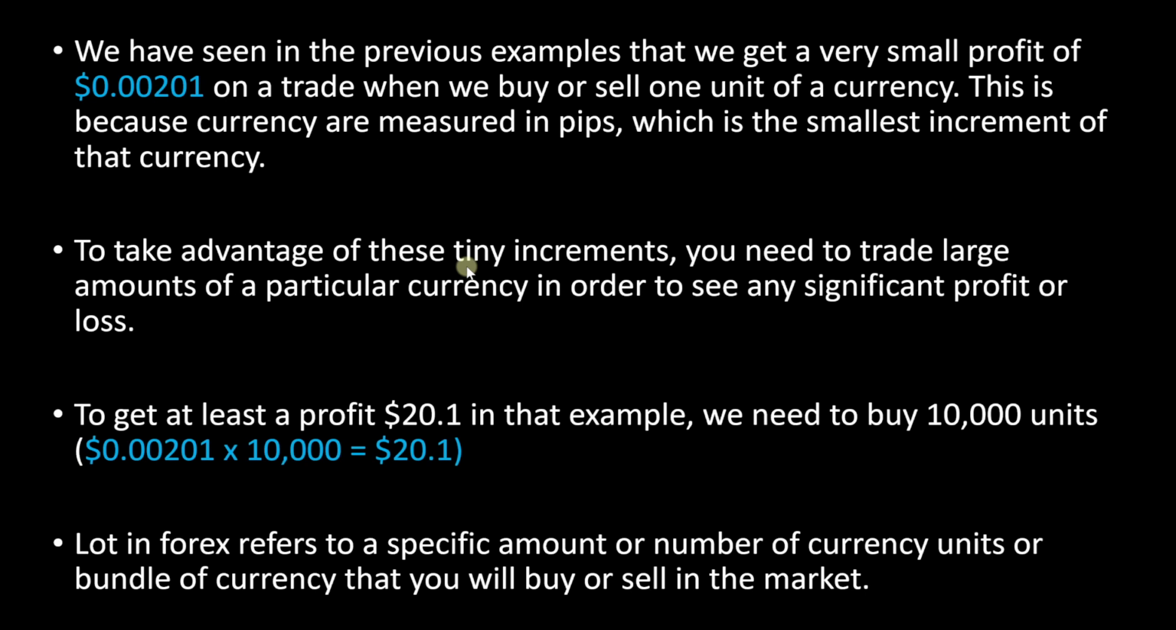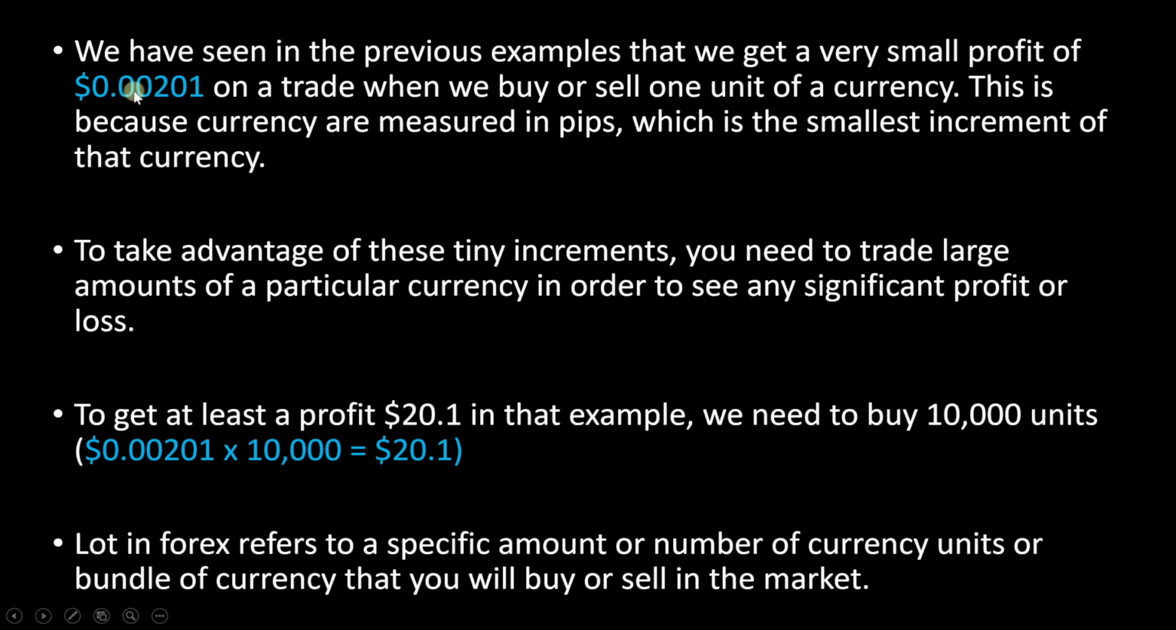We have seen in our previous example that we get a very small profit, like 0.001. Now this is over $1. So this is a small profit when trading. So when you buy or sell 1 unit of a currency, and when you get 20 pips, this is what you'll get, right? So this now is in terms of $1. But what we should know is that the currency is measured in pips to gain the movement in pips in order to calculate our percentage in profit, which is the smallest increment of that currency.